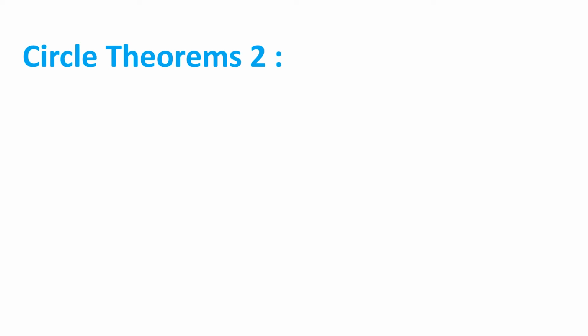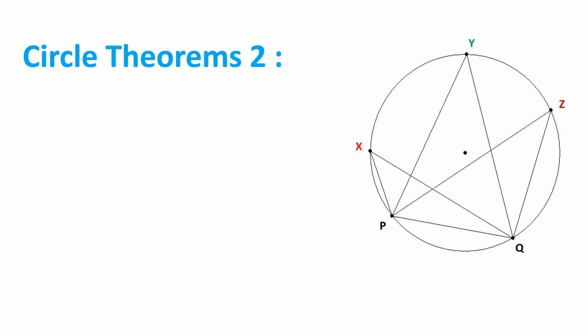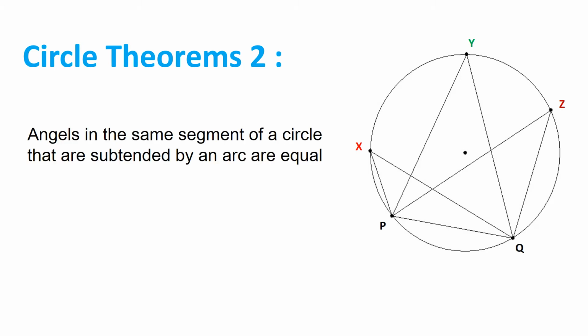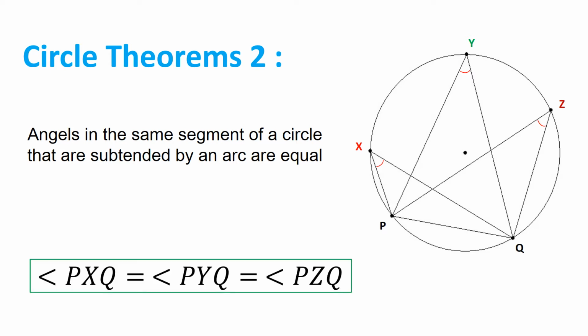Circle theorem 2. Angles in the same segment of a circle that are subtended by an arc are equal. Angle PXQ equal to angle PYQ equal to angle PZQ.